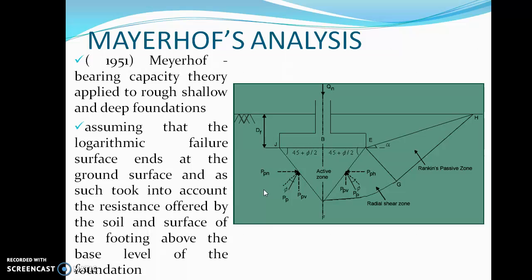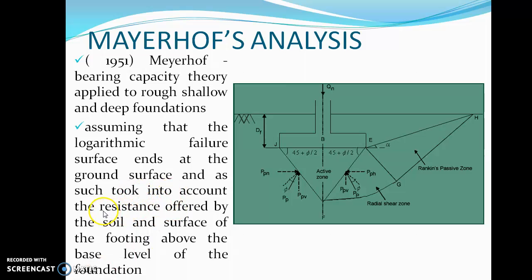Now assuming that the logarithmic failure surface ends at the ground surface. So if you can see, the curved surfaces are reaching near the ground level. This was not happening in case of Terzaghi's analysis. In Terzaghi's analysis, the surface would end at the base of the foundation. So there are some very small differences between the two.